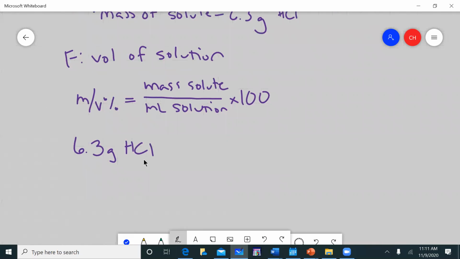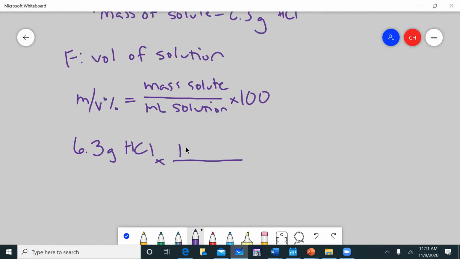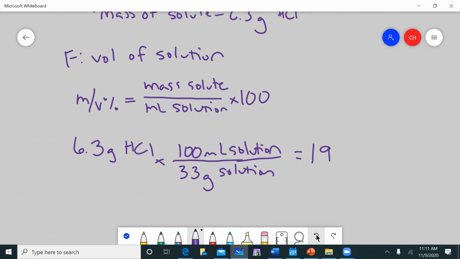So for every 100 milliliters of solution, I know that I get 33 grams of solute. Now, if I plug this into my calculator, we're going to take the 6.3 times 100 divided by 33, and we end up with 19.1. Let's go with only two sig figs, 19.1 milliliters. Now, if you've taken chem recently and you used it more like in this equation, let's do that as well. It should give you the same answer, okay?